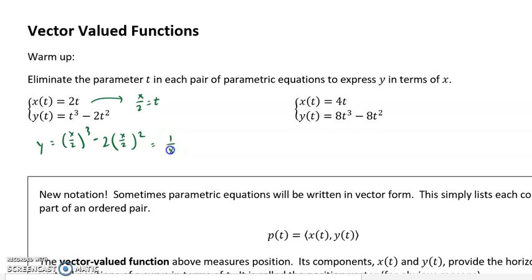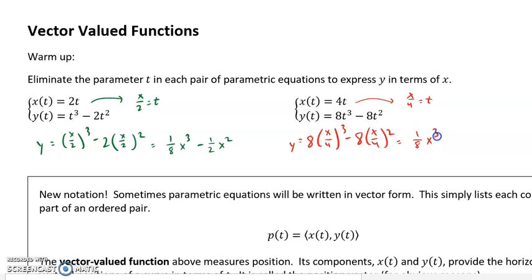and that's going to end up giving us 1/8 x cubed minus 1/2 x squared. Trying the same thing over here, basically the same process, right? We have x over 4 this time equals t. So when I replace t with x over 4, we've got 8 divided by 64, which is 1 over 8. And we've got 8 divided by 16, which is 1 over 2. All right, so that was just a quick little warm-up, reminding us that we know how to eliminate the parameters.